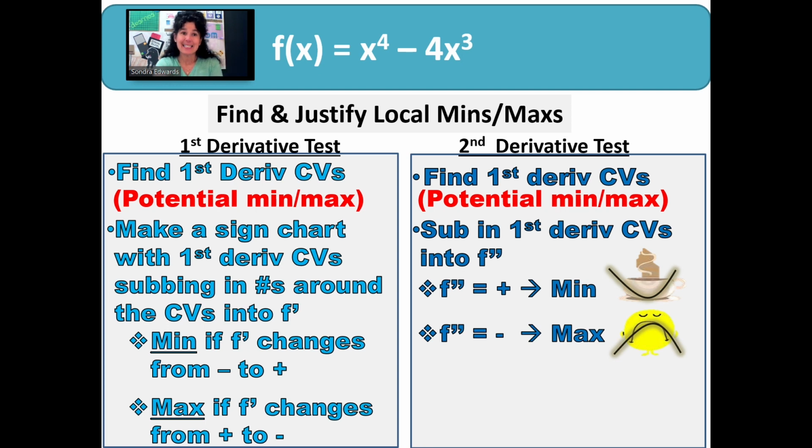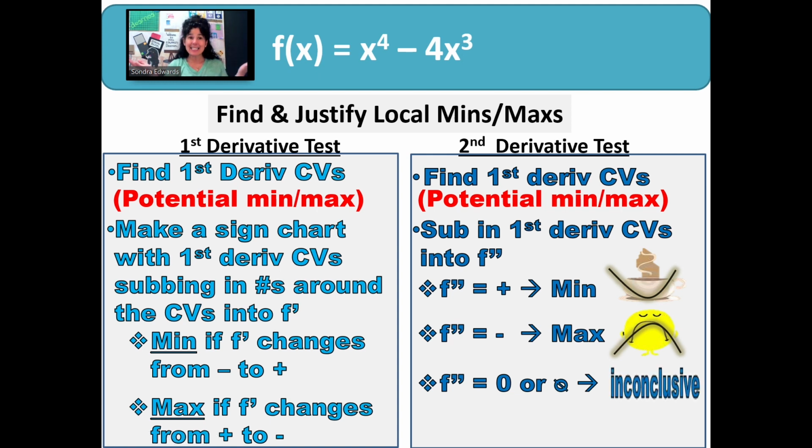Well, as I said, the first derivative test always works, but with the second derivative test, if we substitute one of those first derivative critical values into the second derivative and we get an answer of 0 or undefined, well then, the test is inconclusive. You might think, oh, that means it's not a local min or a max, and that is not true.